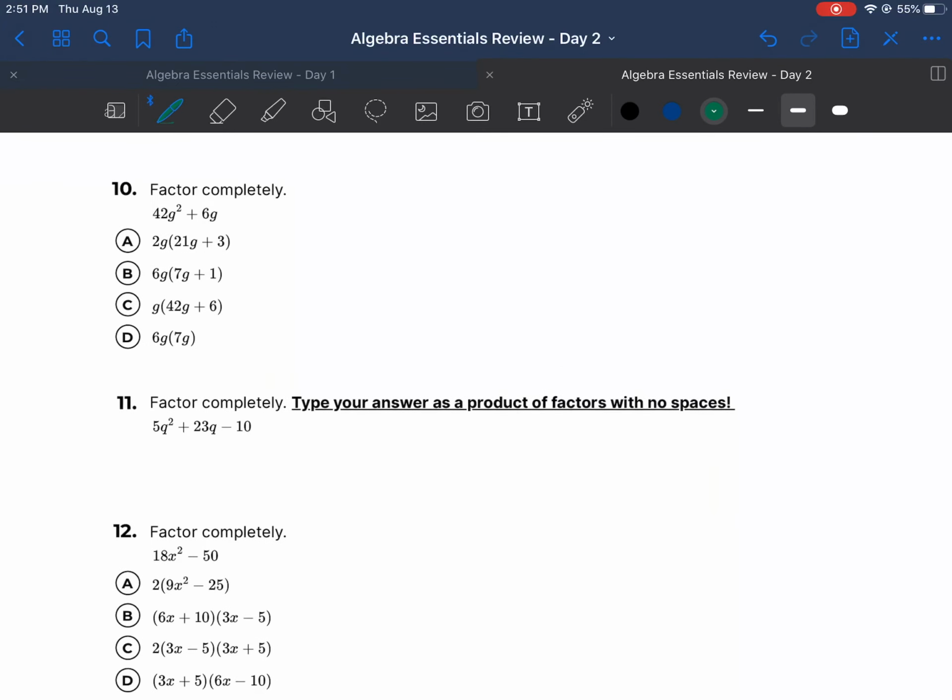Number 10 asks us to factor completely, so 42g squared plus 6g. What we want to do first is look for something called the greatest common factor, which is the largest factor or the largest term that is a factor of both 42g squared and 6g. Notice that 6 can divide both 42 and itself, so 6 would be part of our greatest common factor. Also notice that both 42g squared and 6g contain a factor of g.